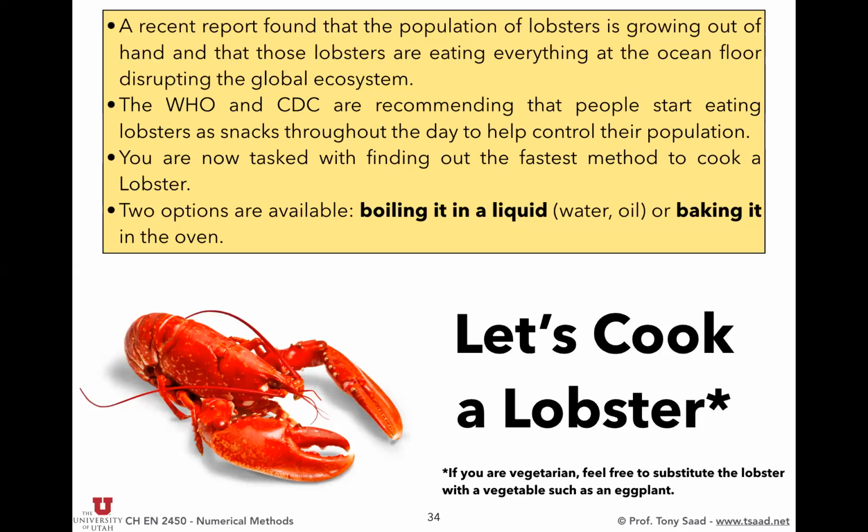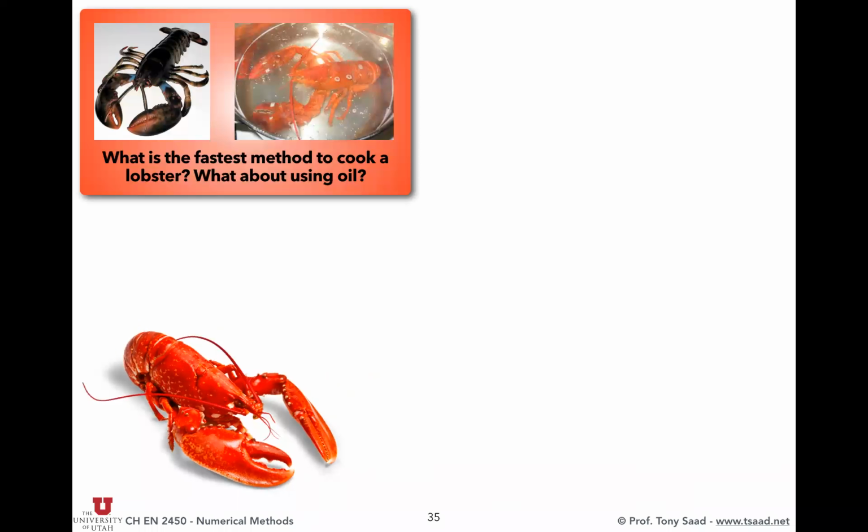You can boil it in a liquid, could be water or oil, right? Or even maybe put it in an air fryer. Those are becoming popular. Or bake it in the oven. So which one is going to be faster, right? That's the question we're trying to address. Now, being a student at the U in chemical engineering, you know how to solve this problem.